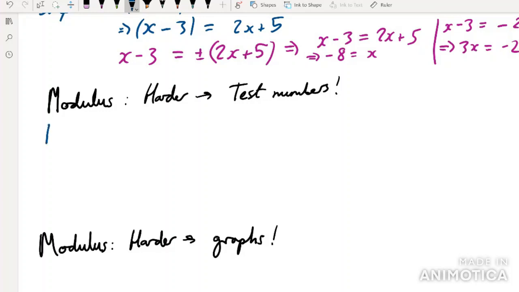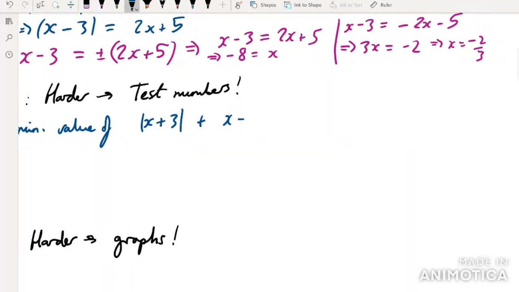So, for example, find the minimum value of mod x plus 3 plus mod x minus 3 plus mod x plus 5. Okay, so that's actually going to be very hard to do properly algebraically or anything like that. So all I'm going to say is you should test some numbers.